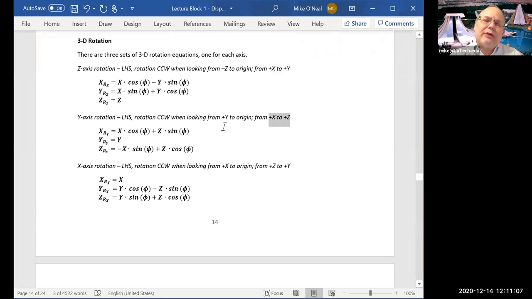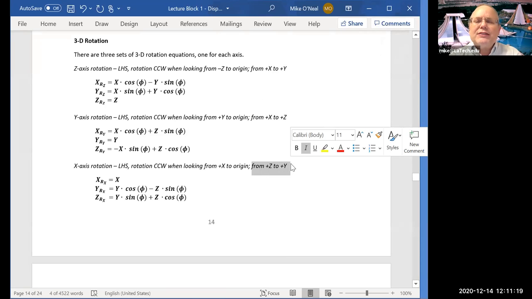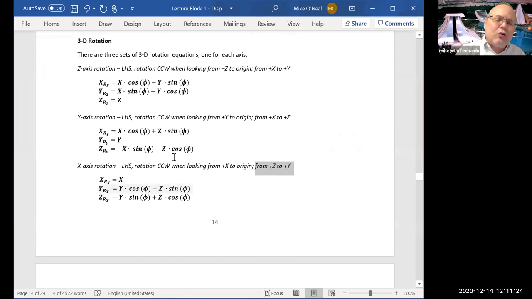You also need to do rotation around the Y-axis, which is rotating within the XZ plane. Y stays the same. And you also have to do rotation about the X-axis, which is rotation in the ZY plane. And here are the formulas for that. So instead of just adding an extra formula, you now have 3 sets of formulas where before you only had 1 set of formulas.